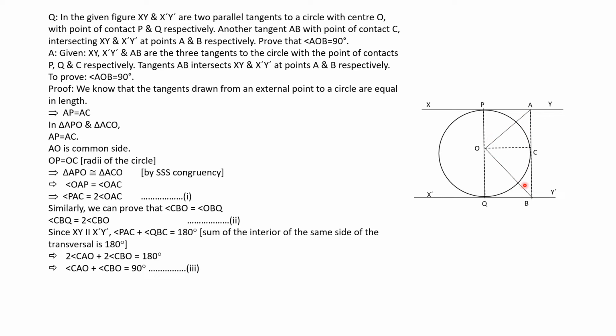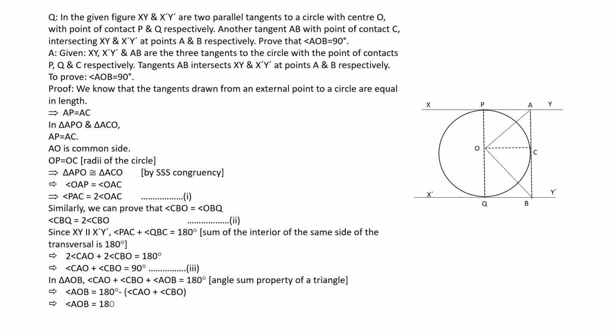But in triangle AOB, the sum total of all the angles is 180 degrees, and the sum of the other two angles is 90 degrees. So it is clear. Angle AOB is 90 degrees. Now in triangle ABO, angle CAO plus angle CBO plus angle AOB equals 180 degrees, or angle AOB equals 180 degrees minus (angle CAO plus angle CBO), which is 180 degrees minus 90 degrees, or 90 degrees. Hence proved.